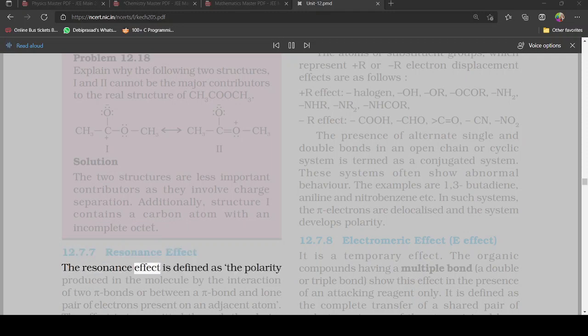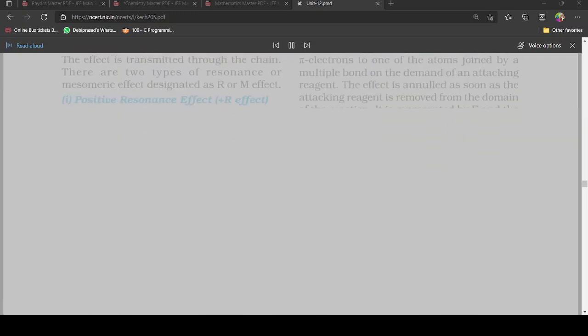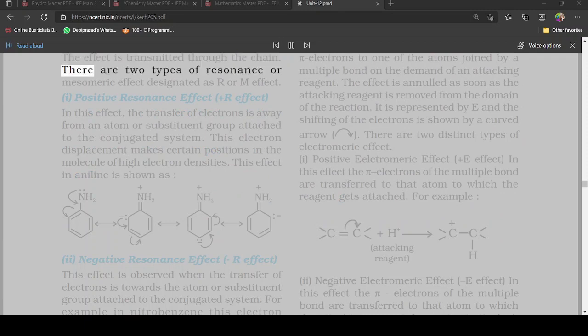The resonance effect is defined as the polarity produced in the molecule by the interaction of two pi bonds or between a pi bond and lone pair of electrons present on an adjacent atom. The effect is transmitted through the chain. There are two types of resonance or mesomeric effect designated as R or M effect. 1. Positive resonance effect, +R effect. In this effect, the transfer of electrons is away from an atom or substituent group attached to the conjugated system. This electron displacement makes certain positions in the molecule of high electron densities.